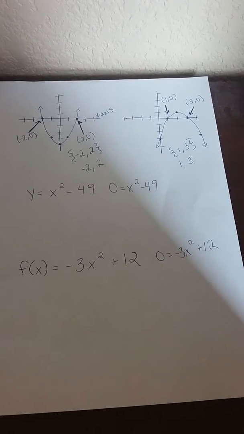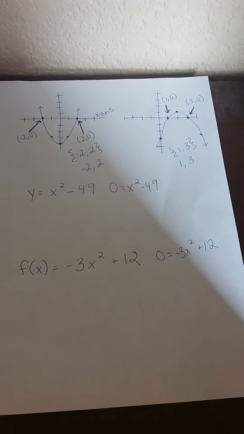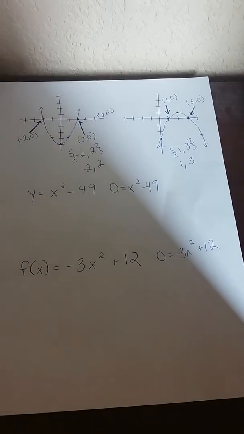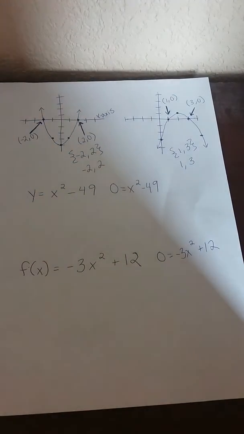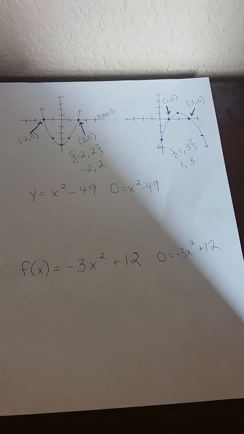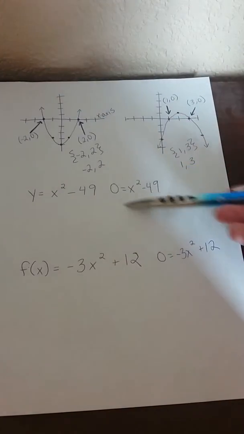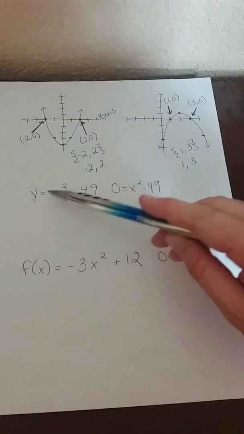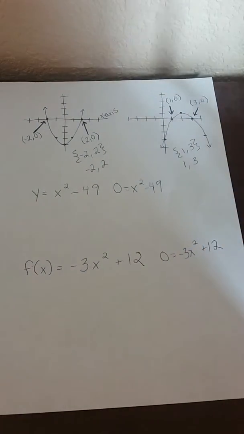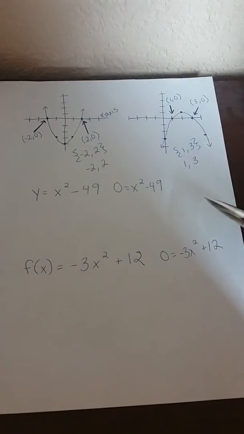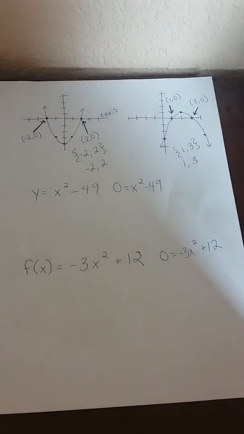Rewriting the functions using 0 creates an equation that we can then solve to figure out where our parabola intersects the x-axis. One way to solve quadratic equations is with factoring. We can factor these equations and see what the answer is, and that will be where the parabola crosses the x-axis. So for example, in this top one, where it started out as y equals x squared minus 49, and we turned it into 0 equals x squared minus 49, we can factor that pretty easily because it's a sum and difference pattern.